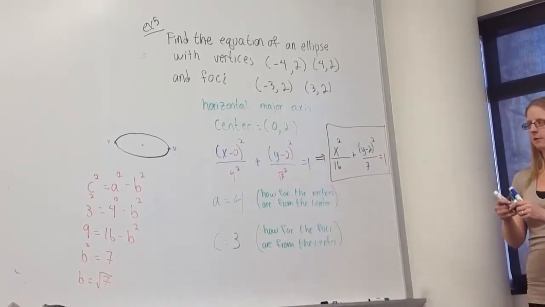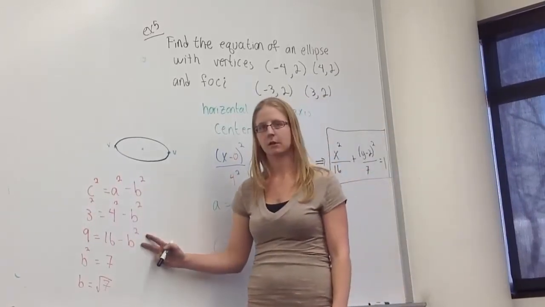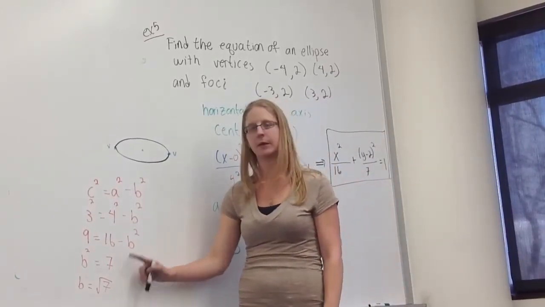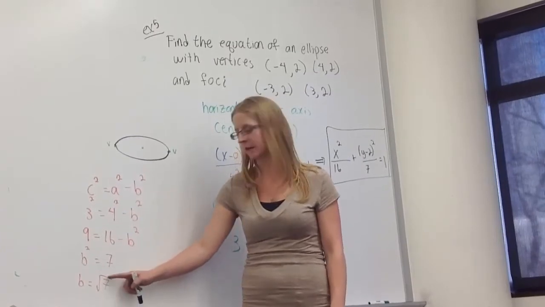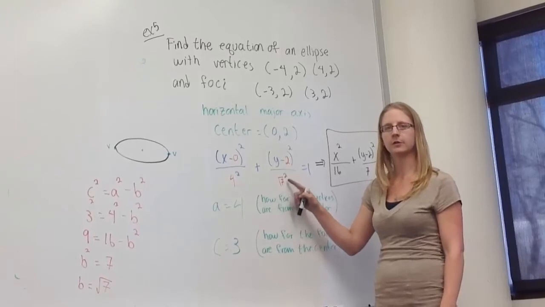I missed the step after you were writing this 9 equals 16 minus b squared. What did you do right after that? I just solved for b, and then I took the square root of 7, and I plugged it into where b was. Oh, right, b was the square root of 7. Okay.